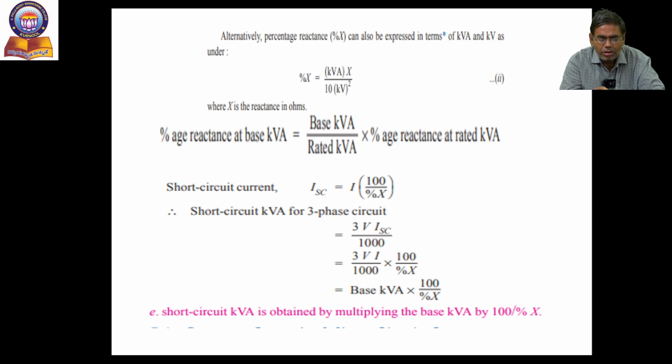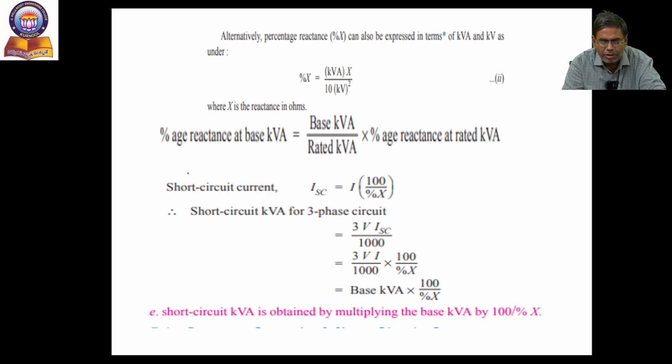One more formula is percentage X is equal to kVA into X divided by 10 into kV square. That is one more formula. X is the reactance in ohms. Suppose X is measured in terms of reactance, then by using this formula, percentage of X is equal to kVA into X divided by 10 into kV square.